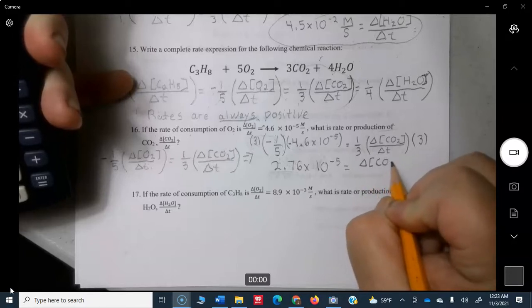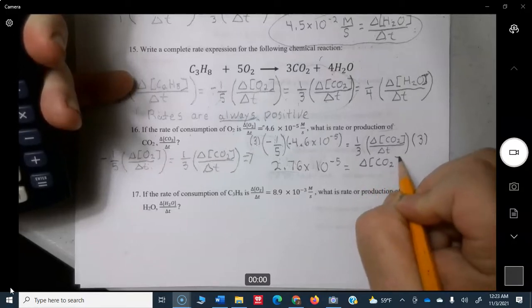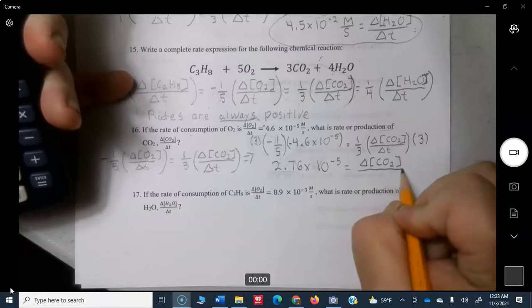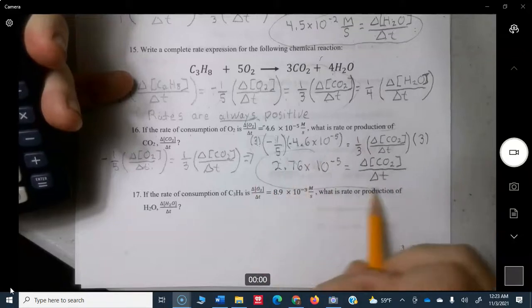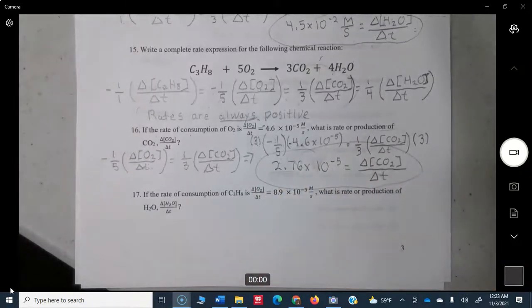How fast the concentration or the production of CO2 is taking place. Okay, and that's your final answer. All right.